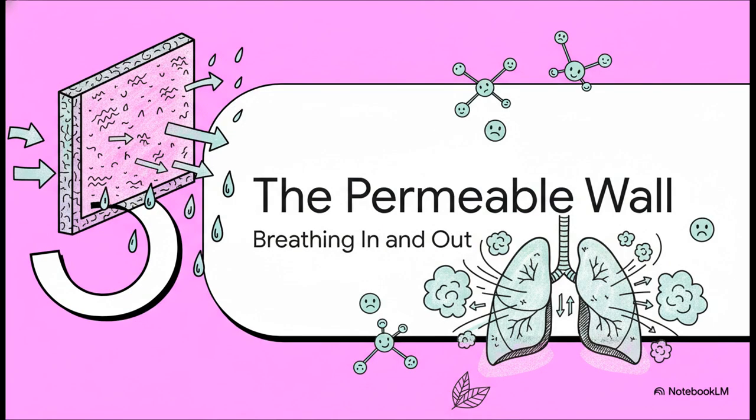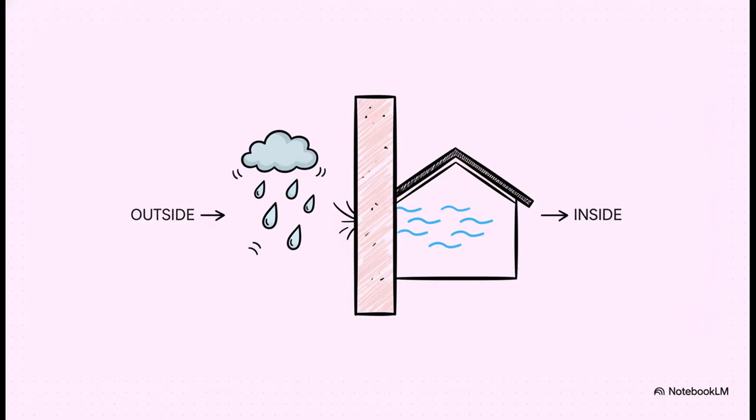There's also a second mechanism at play here, and it's distinct from being hygroscopic. This is the whole concept of the permeable wall. You can think of the wall as a kind of membrane that has two different jobs. First, it has to stop liquid water, rain, from getting in from the outside. That's a given. But at the same time, it should allow water in its gaseous state, water vapor, to pass through from the inside out.